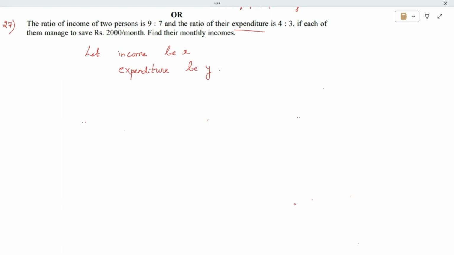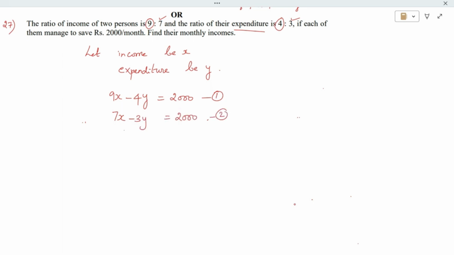So the first person's income is 9 and the expenditure is 4, isn't it? Income means what I'm getting, expenditure is what I spent, so that will be minus, right? So 9x minus 4y is equal to, so how much did they save? Each of them managed to save rupees 2000. So that will be my right hand side. Let it be equation 1. And the income of the second person is 7, so 7 times x, and the expenditure is 3, so minus 3y is equal to 2000. Let it be equation 2.